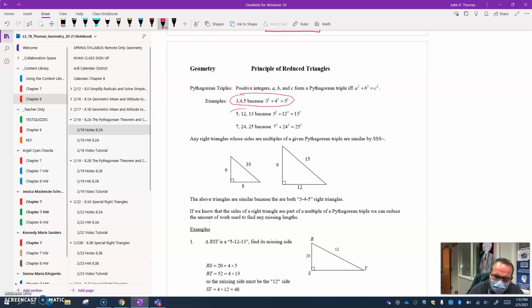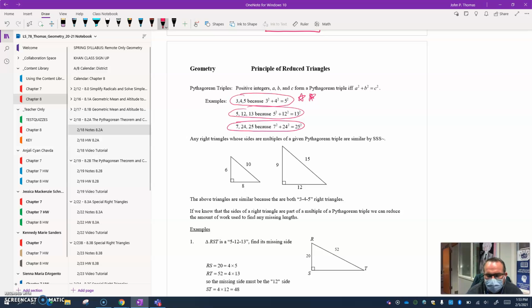Another one is going to be 5, 12, 13. And then the last one that we're going to talk about is a 7, 24, 25. Now, there are plenty of other triples. If you look online for Pythagorean triples, you'll see other ones with much higher values than these. But these are really the three that we keep focus on. And mainly, to be honest, the 3, 4, 5 is the biggie. It's the one that I tend to remember. The others, I usually just use the Pythagorean theorem.